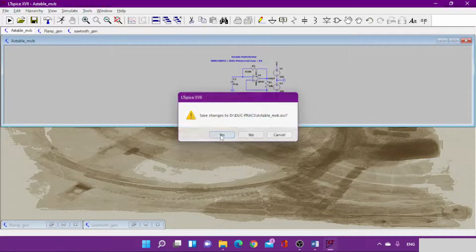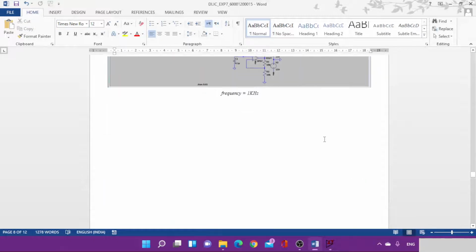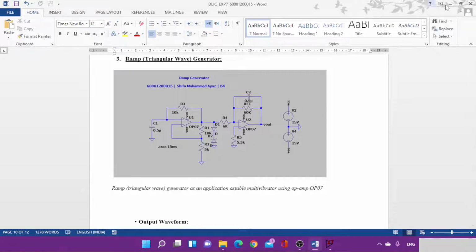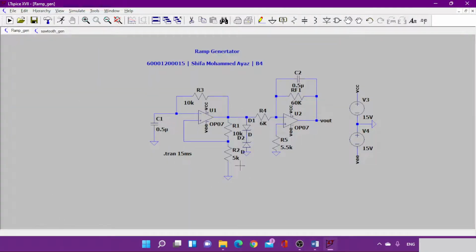Moving on to the next, we have a ramp generator. The ramp generator is also known as a triangular wave generator. Again, it is an application of the astable multivibrator. So the first stage, if you see, is the same as the astable multivibrator. The only change we have added over here is the Zener diode and an integrator circuit over here. So that's how you check the output.